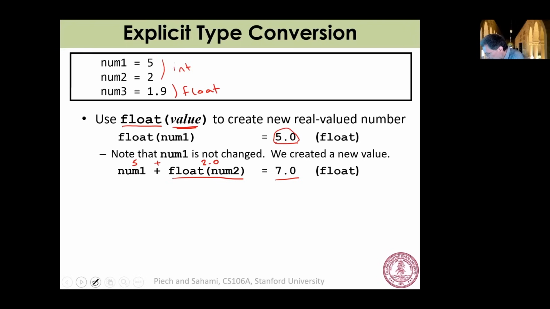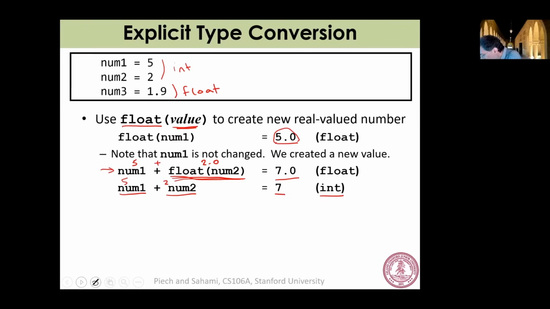Okay, but remember, when I say create the float, I am not changing the underlying num2. So if I now go and say num1 plus num2, I'm still adding 5 and the original 2, which are both still ints, and I get a 7, which is an int. Okay, because by doing this float of num2, I didn't actually change num2. I just said create a new value for the purpose of this one operation.